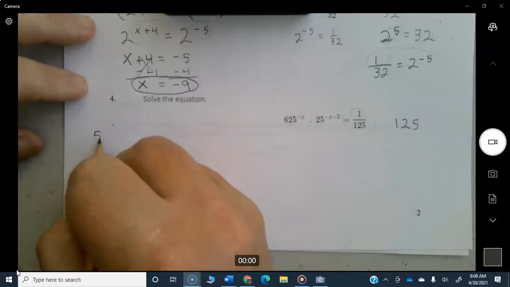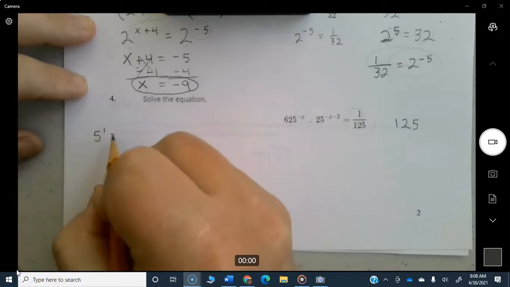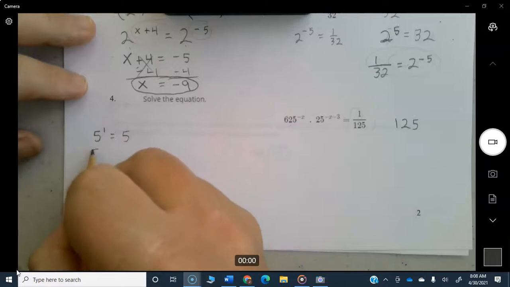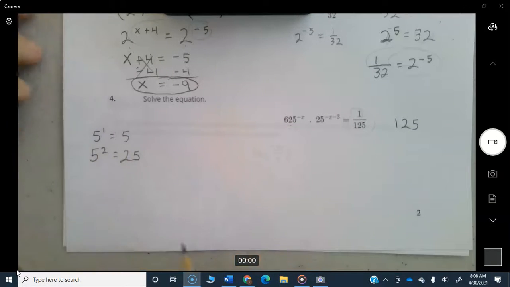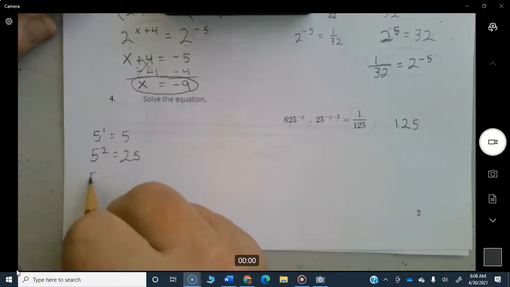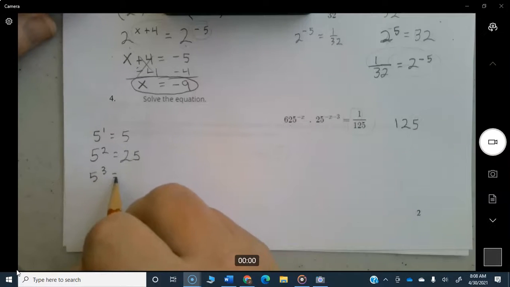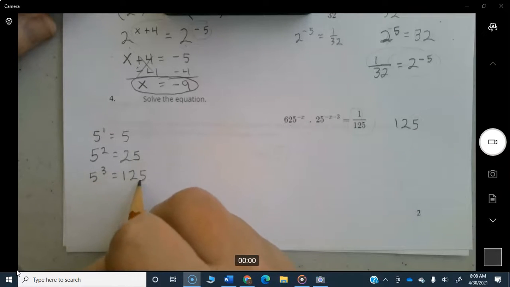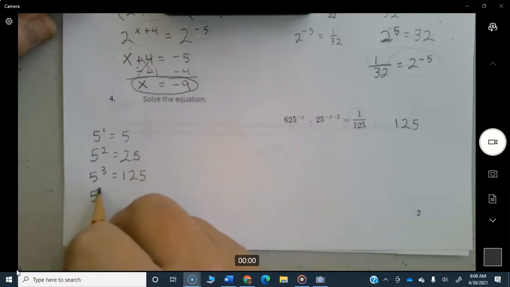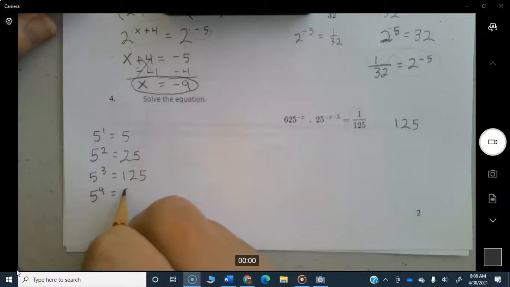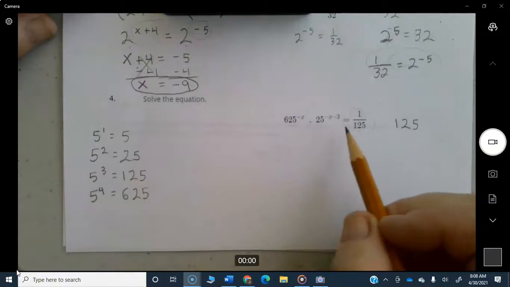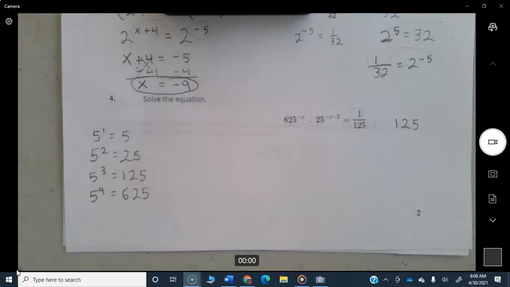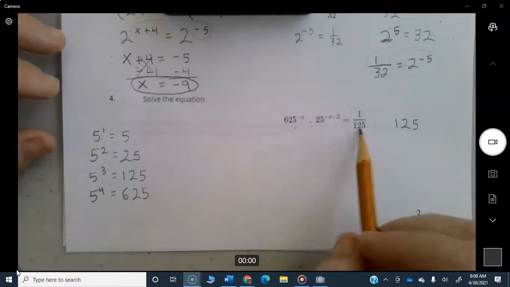So 5 to the first power equals 5. 5 to the second power equals 25. You can do this on a calculator if you can't do it in your head. 5 to the third power is 5 times 5 times 5 equals 125. 5 to the fourth power, 5 times 5 times 5 times 5 equals 625. Okay, there. So we have all the numbers that are in this problem: 625, 25, and 125. All right, so we're going to turn all these into common bases.